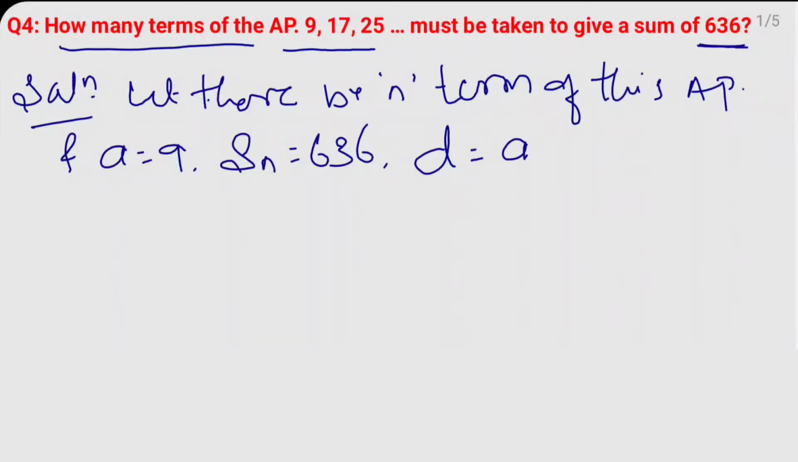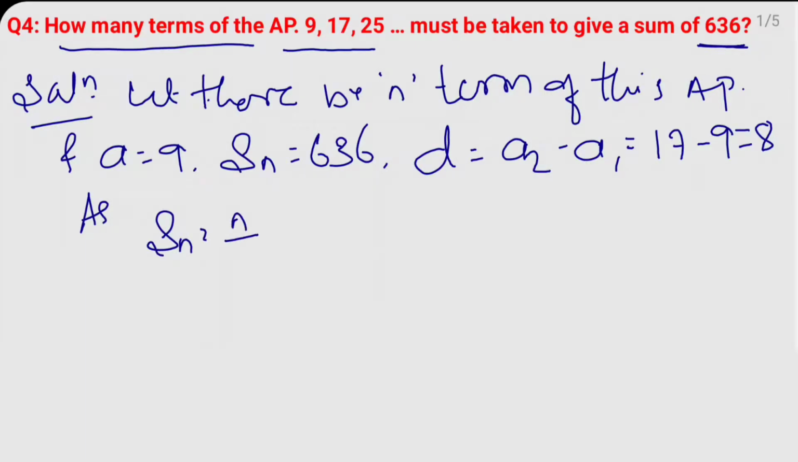So the common difference is A2 minus A1. So here A2 is 17 minus A1 which is 9. So 17 minus 9, we got 8 here. So the common difference is 8. So now, as we know, Sn equals n by 2 into 2A plus n minus 1 into D, right? So it is the standard formula for the sum of n terms of an AP. Is it clear? So now substitute the values here.